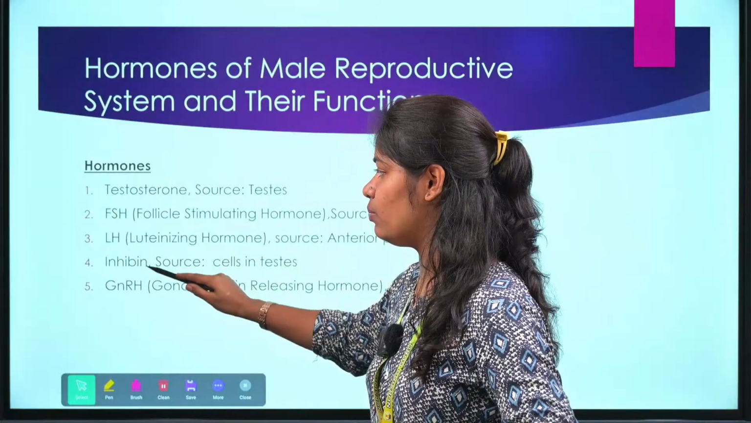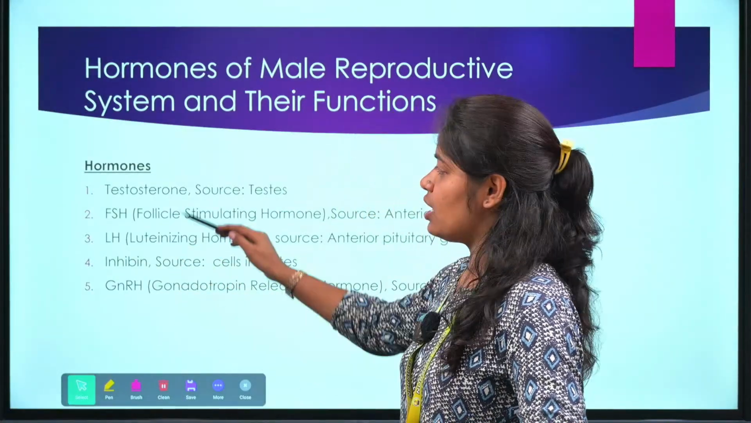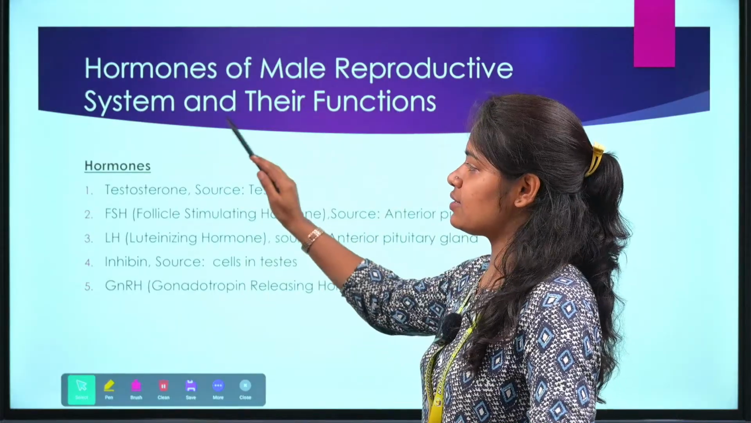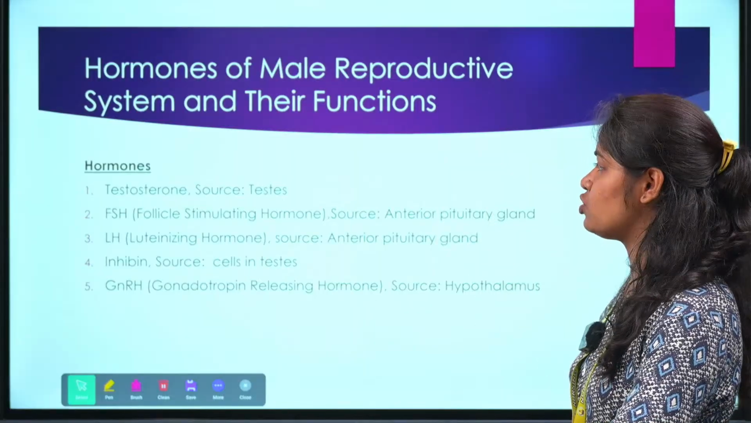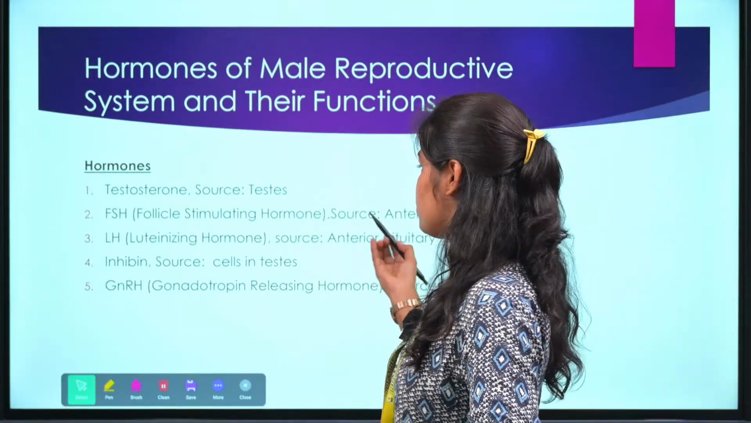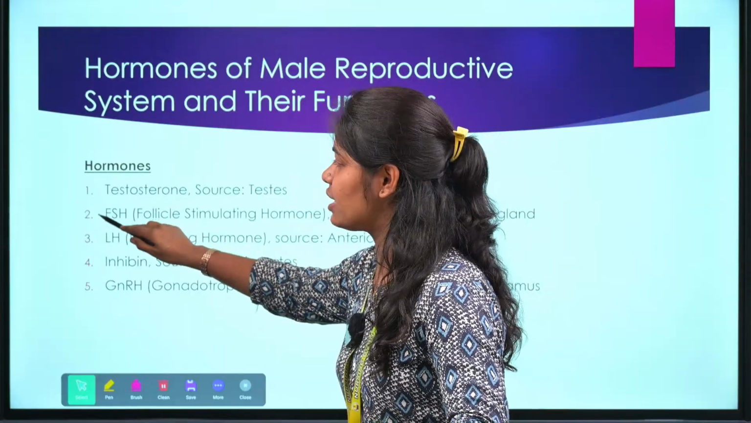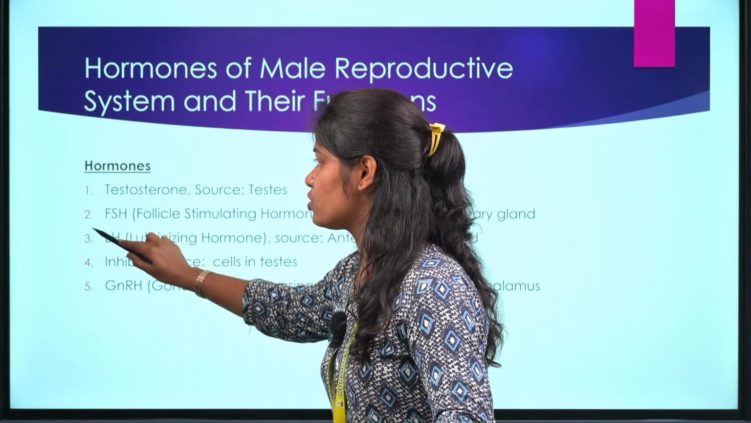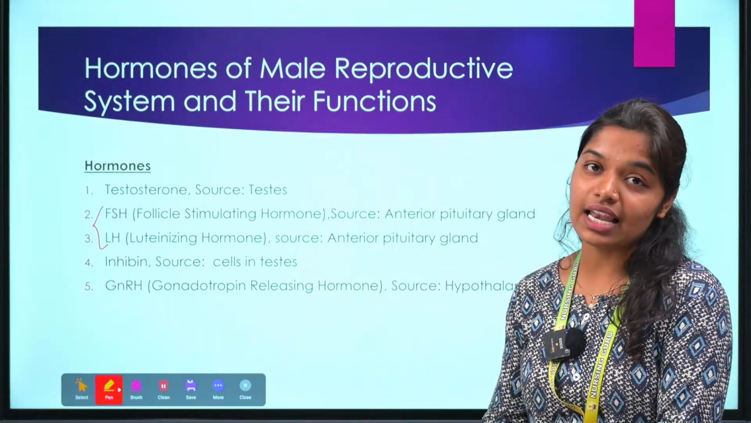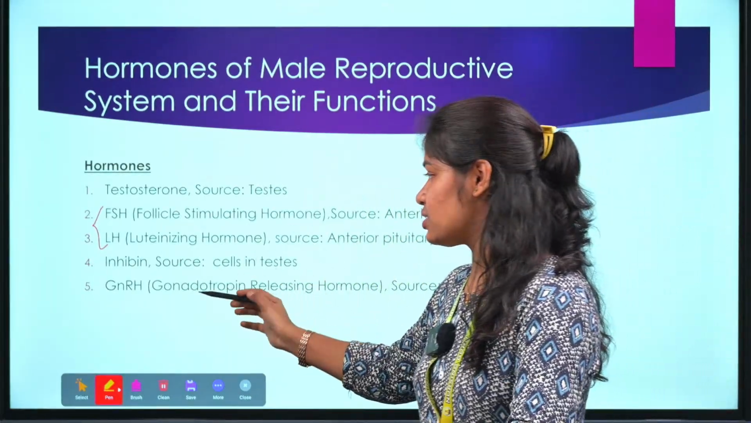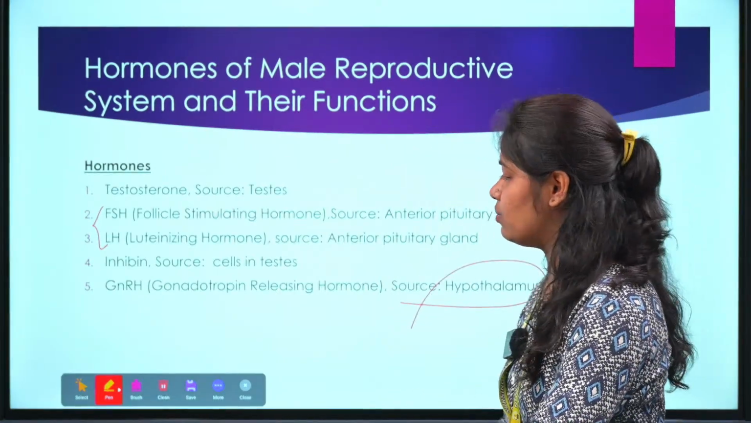The hormones present in the male reproductive system include testosterone, FSH, LH, inhibin and GnRH. Testosterone is produced from the testes. FSH, follicle stimulating hormone, is produced from the anterior pituitary gland. LH and FSH both are produced from the anterior pituitary gland. Inhibin is produced from the cells in the testis. The last one, GnRH, is produced from the hypothalamus.